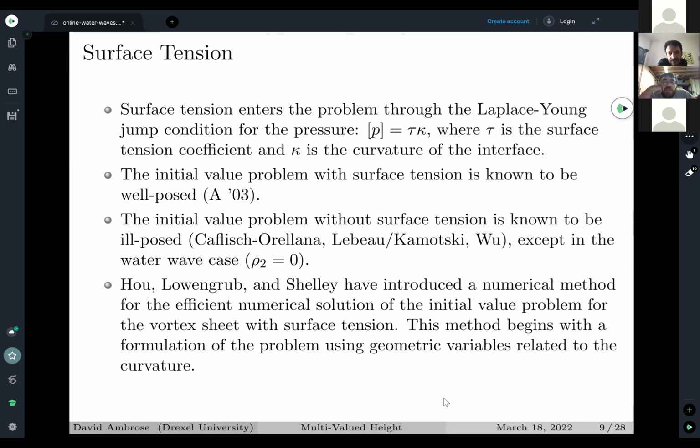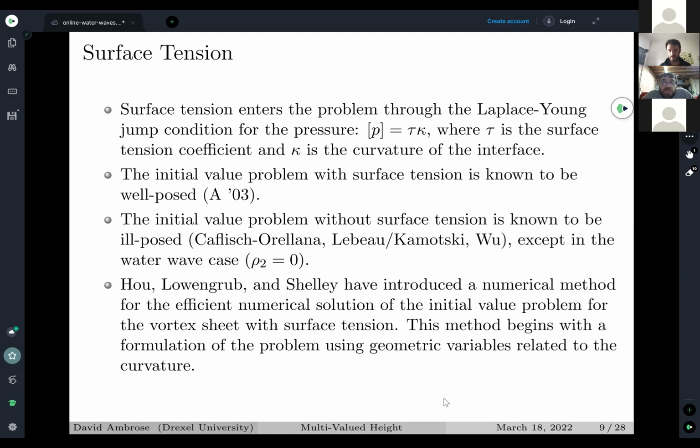Surface tension is going to be important in what we do. I mentioned before, you wouldn't expect traveling waves with multi-valued height without surface tension. So surface tension is going to be important for this. Surface tension enters through the Laplace-Young jump condition for pressure. Jump in pressure equals tau times kappa. Tau is the surface tension coefficient, and kappa is the curvature of the interface.